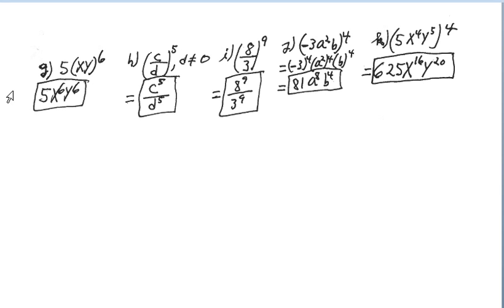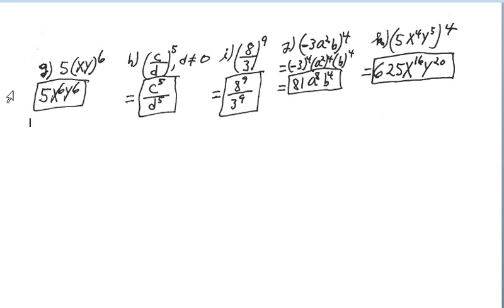J. (Minus 3a squared b) to the fourth power. Here we take each one of the individual factors inside parentheses and raise them to the fourth power, which means we have negative 3 to the fourth power, a squared to the fourth power, and b to the fourth power. Once they're all multiplied, we get positive 81, a to the eighth power, b to the fourth power.